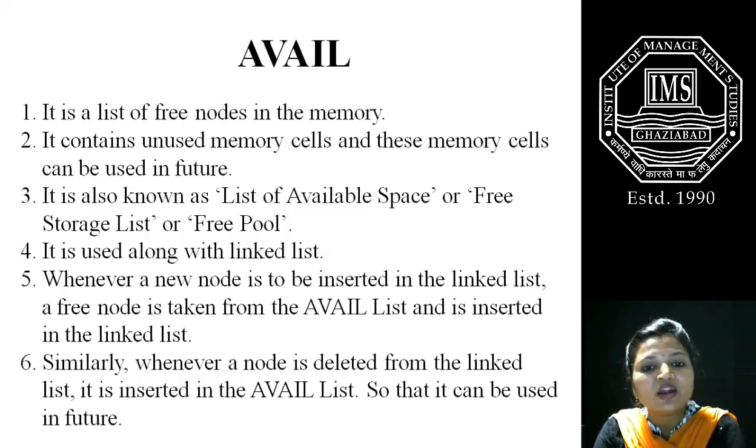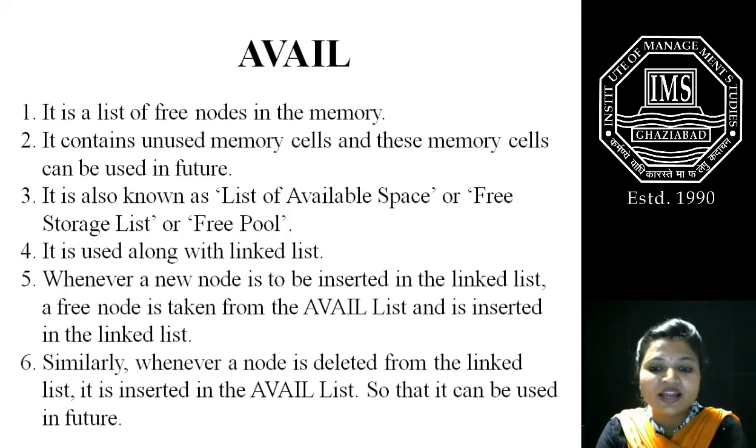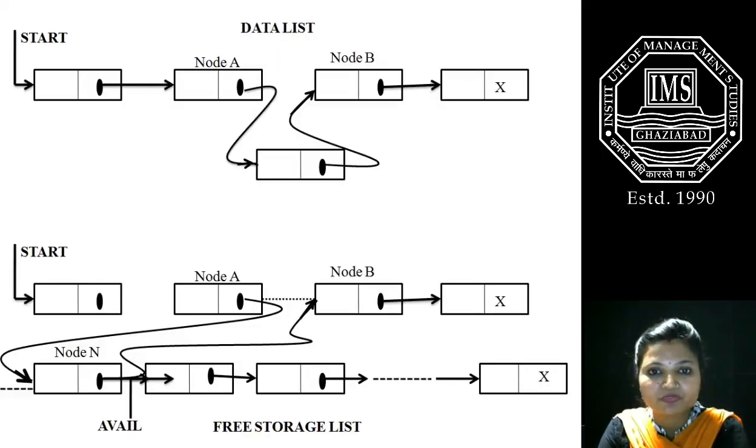It is used along with linked lists. Whenever a new node is to be inserted in the linked list, a free node is taken from the avail list and inserted in the linked list. Similarly, when a node is deleted, meaning when the memory gets freed, that space will also get added to the avail list, so it can be used in future.